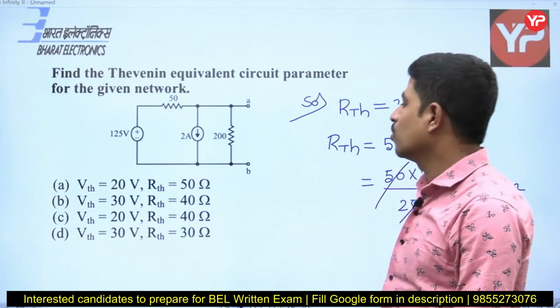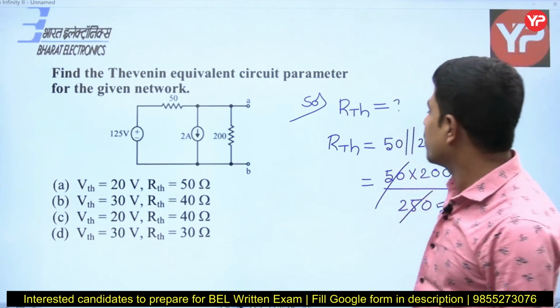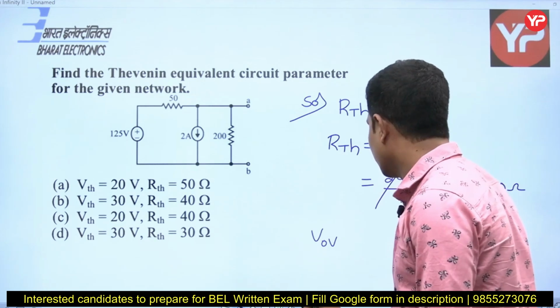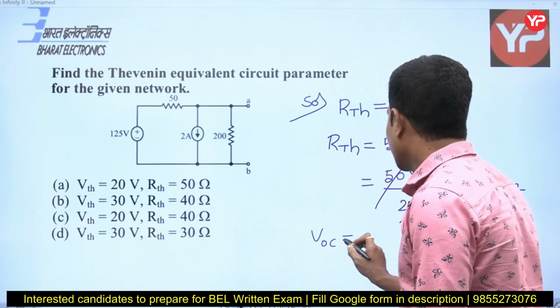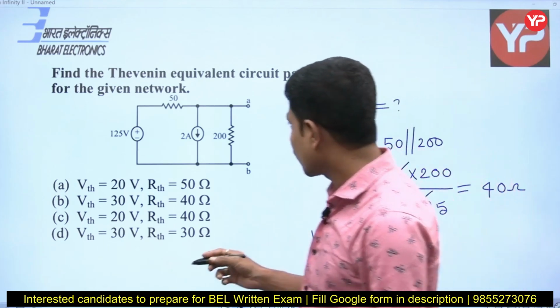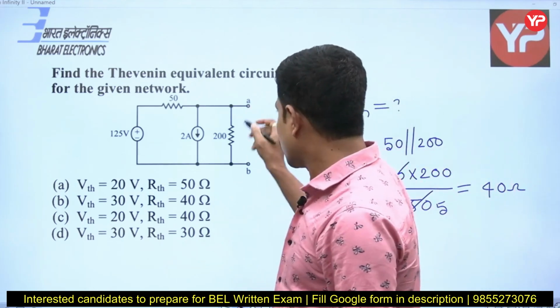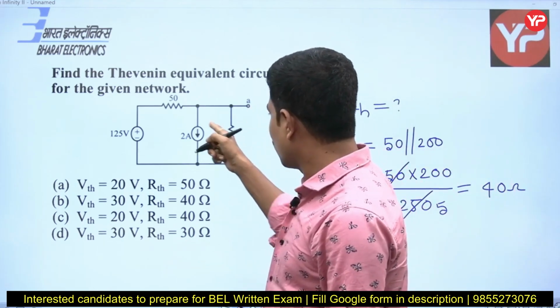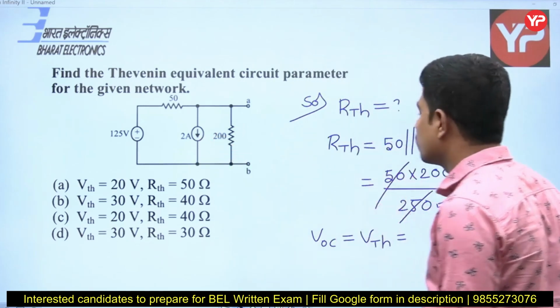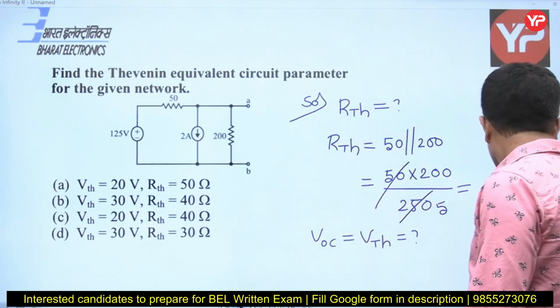RTH is 40 ohms. And what is VOC or VTH? It is VOC. V Thevenin is equal to, write it. So this voltage you want: convert this current source in parallel with the resistance as a voltage source in series with the resistance. Yes, we can do it very easily.